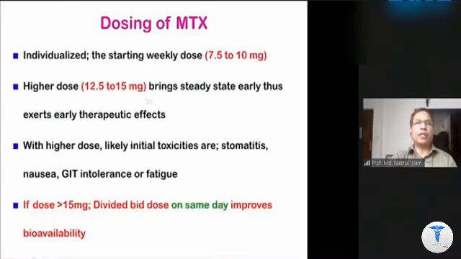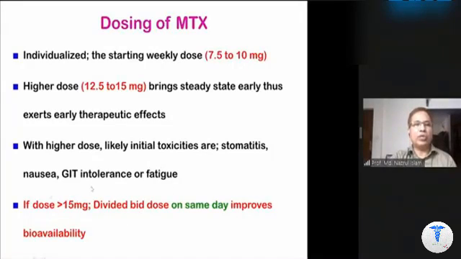So how to start with the methotrexate? A lower dose, 7.5 to 10 milligram, can be used. Sometimes we can start with a higher dose. This is again based on the physician's choice. With the higher dose, we need to take a little care, because if we start with the higher dose, stomatitis, nausea, and GI intolerance can happen in some cases.